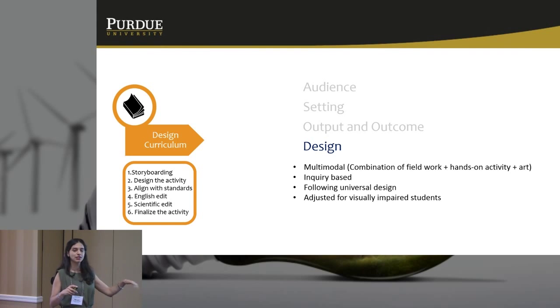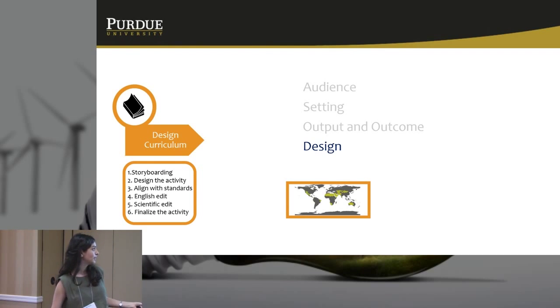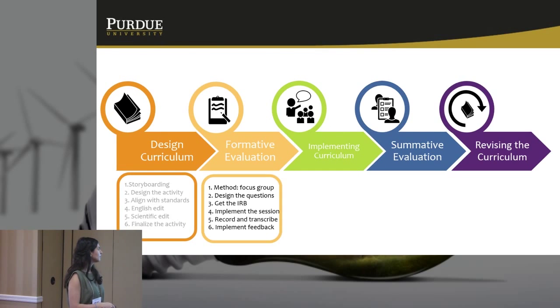They are given a recorder so they can record a soundscape, and we adjust the same curriculum for the visually impaired. If there is a spectrogram, which is a sound visualization, we design a 3D or textile version for the visually impaired. If there is a map, there is a textile version too. So we try to use the same curriculum for the visually impaired as well.